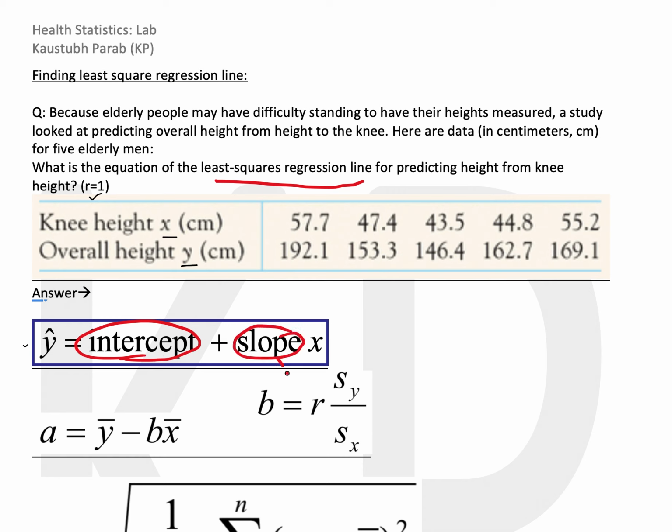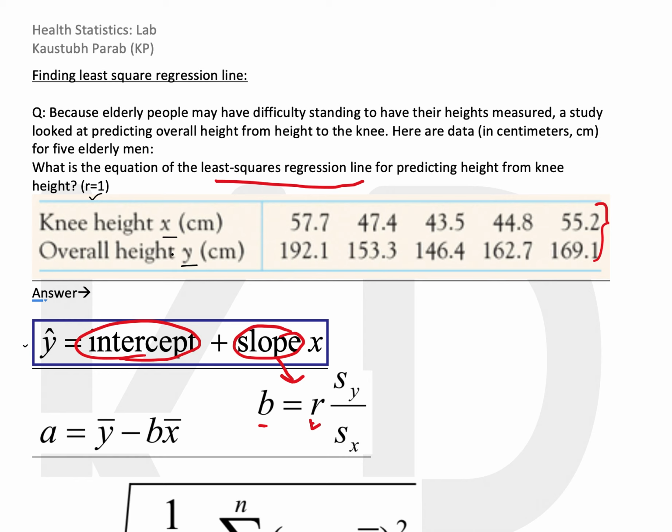For slope, we have this formula, that is slope b equals r times s of y over s of x. These are the standard deviation of y and standard deviation of x respectively. So r is given to you, and s of y and s of x we actually need to calculate from this data right here. Once we calculate that, we can get the slope.